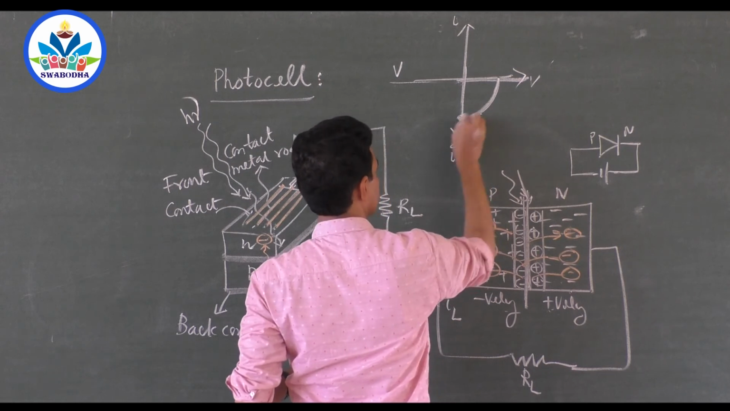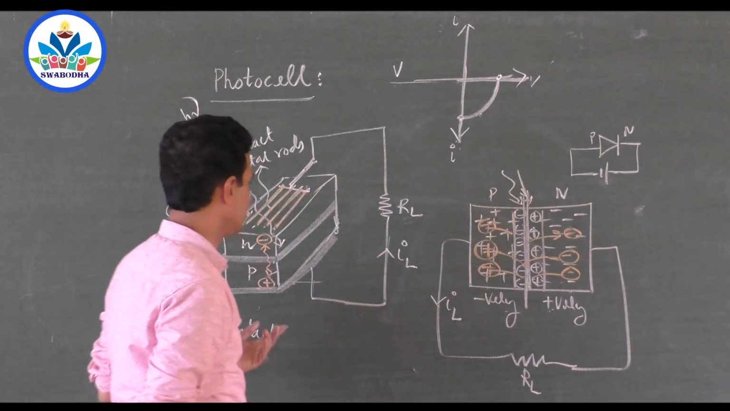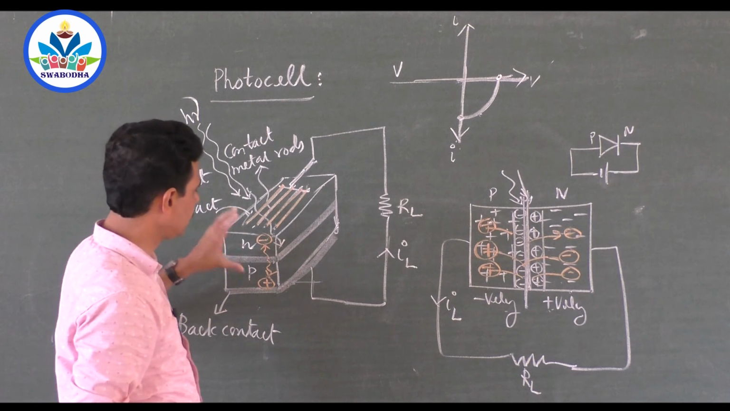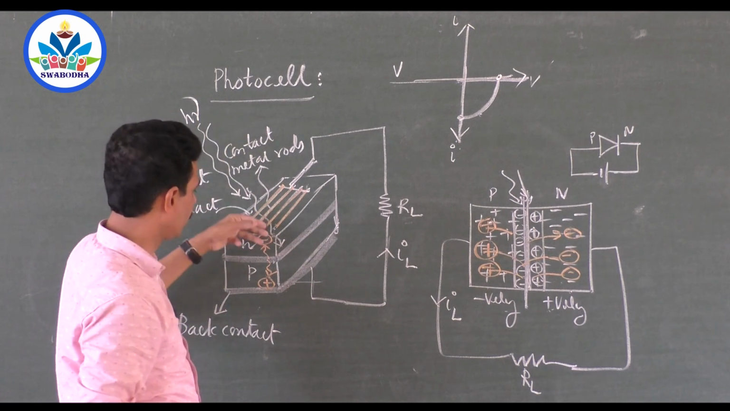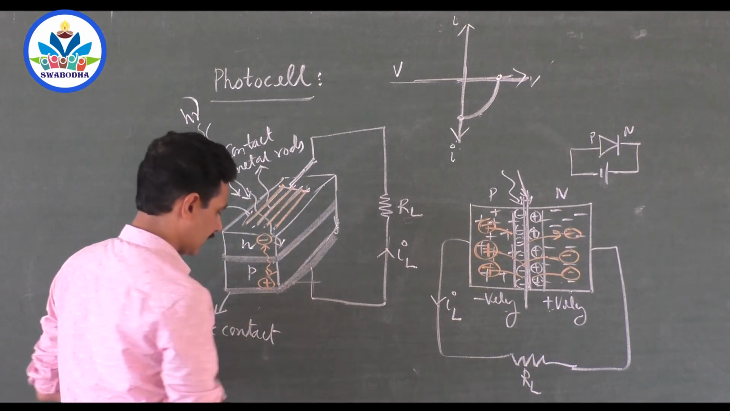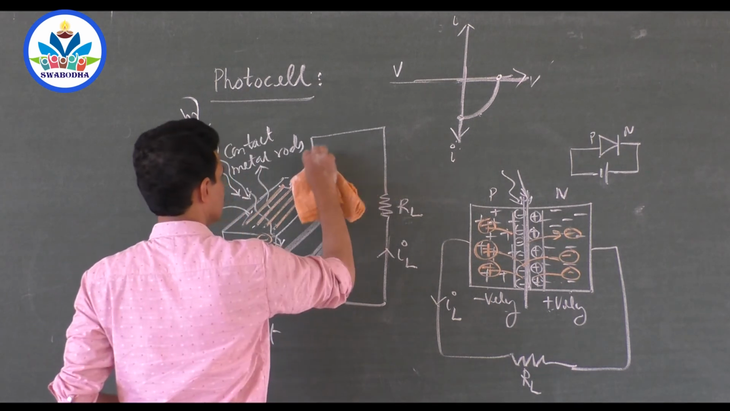Why is the graph like this, and what are these values, sir? Very simple. Now you see, suppose you keep the photocell like this, make the light fall on the junction, and don't use the external battery itself. If you don't use this, what will happen?